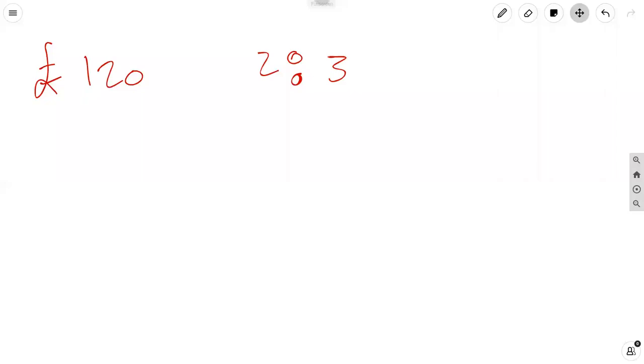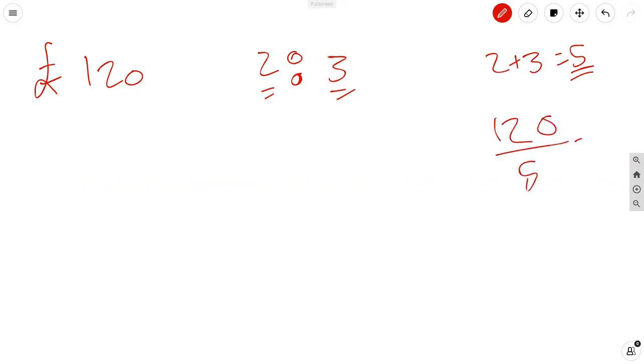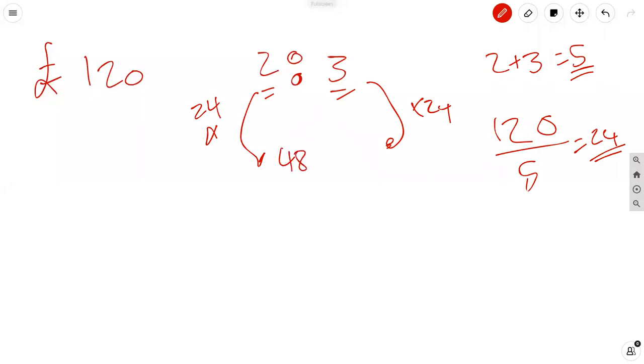So how many parts do I have? I got 2 to 3 parts. So 2 plus 3 is 5. And I've got to split the 120 in 5 parts. That means each ratio is worth 24. I times this by 24. And I times this by 24. 2 times 24, 48. 3 times 24, 72. So the ratio is 48:72.